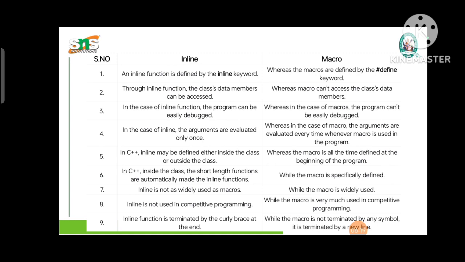In C++, an inline function may be defined either inside the class or outside the class, whereas a macro is defined at the beginning of the program. In C++, short functions are automatically made inline functions, whereas macros are specifically defined. Inline is not as widely used as macros, while macros are widely used. Inline is not used in competitive programming, while macros are very much used in competitive programming. An inline function is terminated by the curly braces at the end of the function, whereas a macro is terminated by a new line.